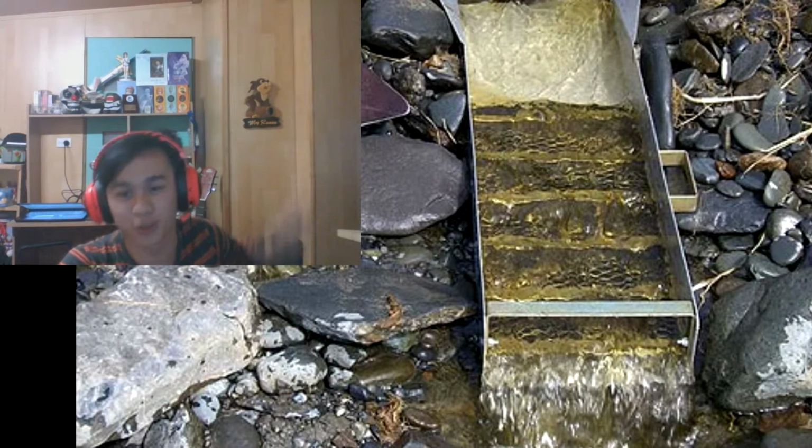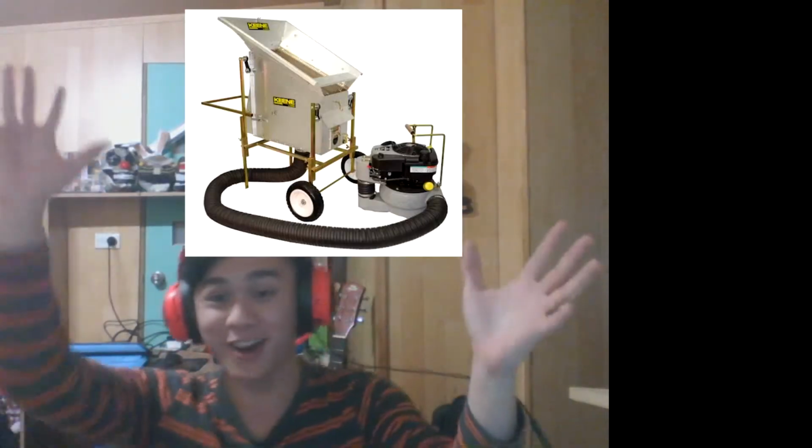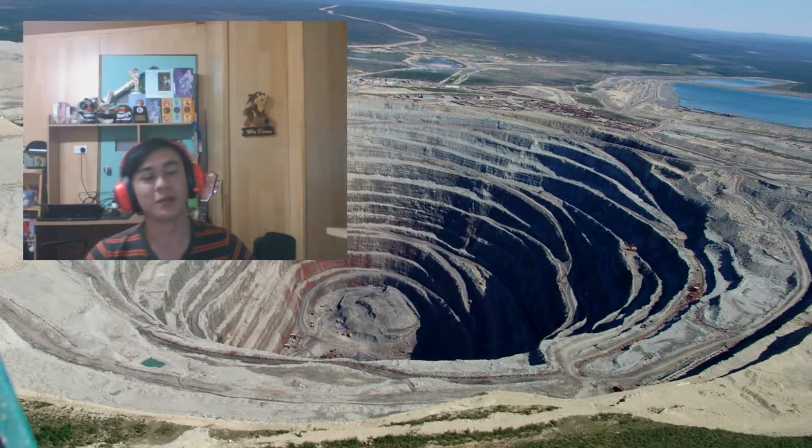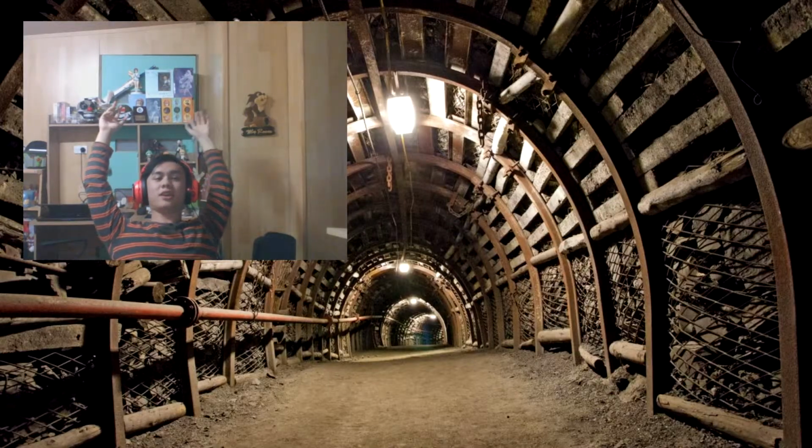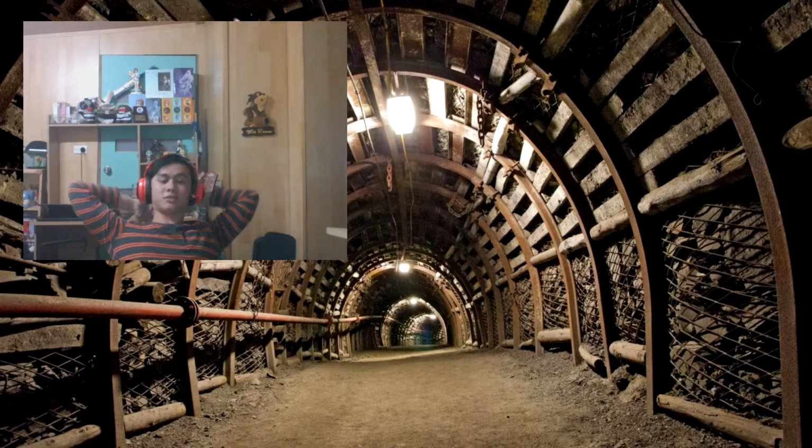Or a dry washer, which is like an air sieve. Large-scale or hard rock mining produces most of the world's gold. It is done when gold is encased in rock. Open pit mining is used if rocks or minerals are close to the surface. Underground mining is where ore is extracted through tunnels or shafts.